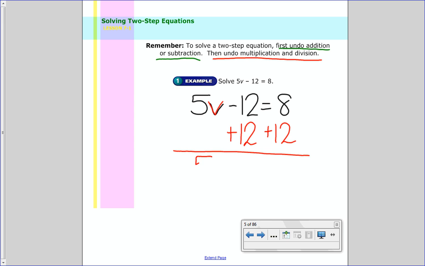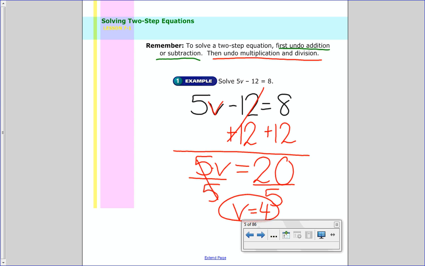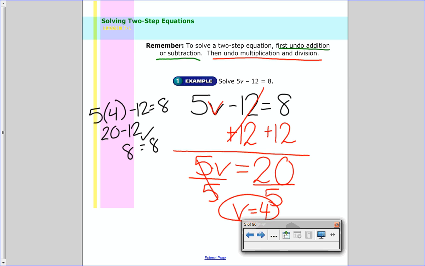Then we solve: 5v, that crosses out, is the same as 8 plus 12, which is 20. Well, then we undo multiplication or division. Right now they're multiplying, so I divide to solve. And I have v is equal to 4. And of course, you can always check these. Remember, you just put them in the original. 5 times 4 minus 12, and we see if that's 8. Well, that's 20 minus 12, and yes, that is 8. So that checks out, so I know for a fact v is 4.